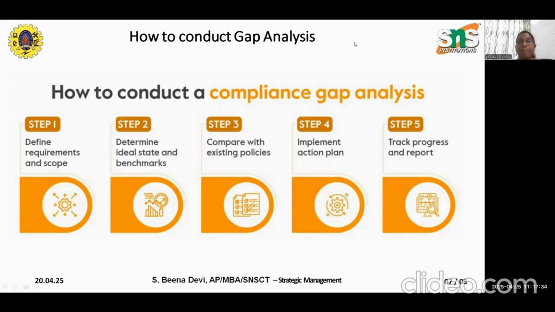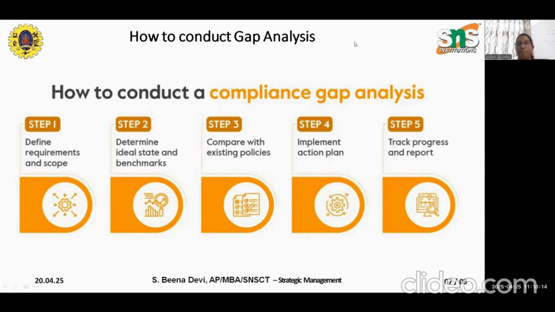The fourth stage will be implementing the action plan. Now you know what is missing or what needs to be done for the improvement, and based on that, frame a strategy, and that needs to be implemented with the correct action plan. The final one will be to track the progress and report. After determining what has to be done for the improvement, we need to implement and track the progress. Only then can we ensure that this gap will not continue further and will not happen in the future. So that is how we need to conduct the gap analysis.